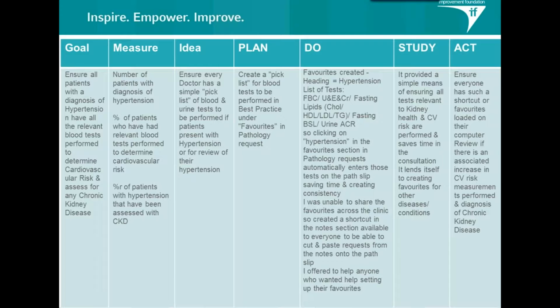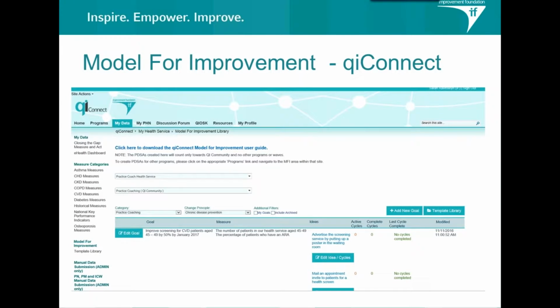So this is actually in your slides, so I might just keep moving on and you're welcome to have a look and read that a bit later on. So the model for improvement, one of the things that is really important with this is that it is recorded, that you're actually recording what you want to achieve, because that's really going to keep you on track. So the Improvement Foundation has QR Connect, which is where you can submit data, and it's also where you can submit your model for improvement.